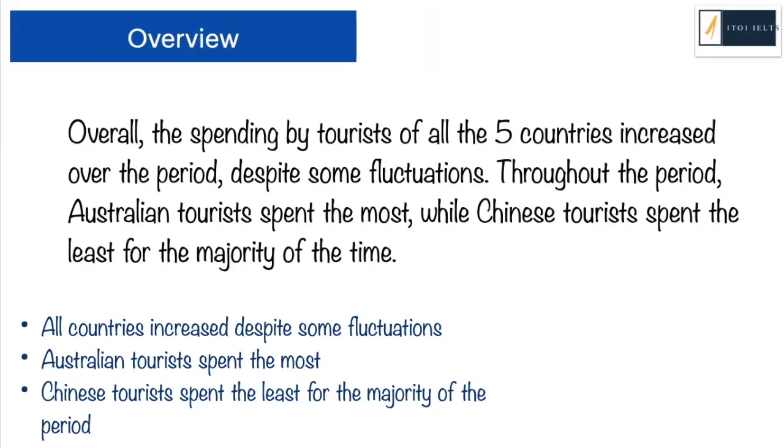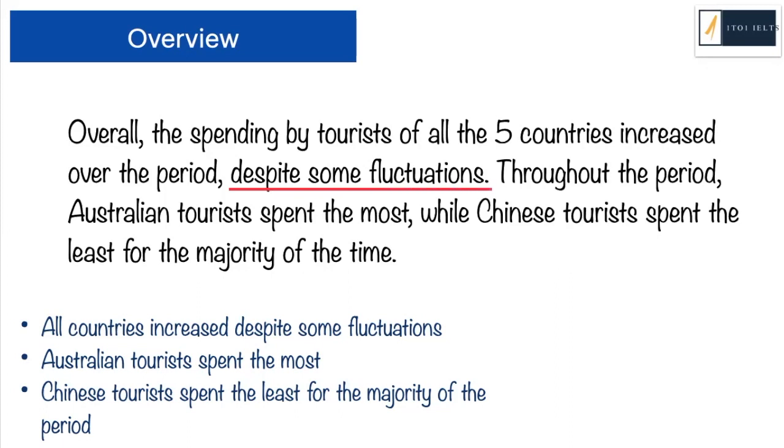So to put this into a paragraph, we start all our overviews with overall. Then I said the spending by tourists of all the 5 countries increased over the period, despite some fluctuations. Throughout the period, Australian tourists spent the most, while Chinese tourists spent the least for the majority of the time.